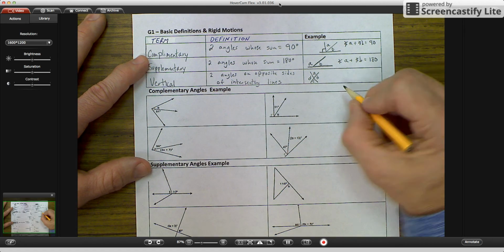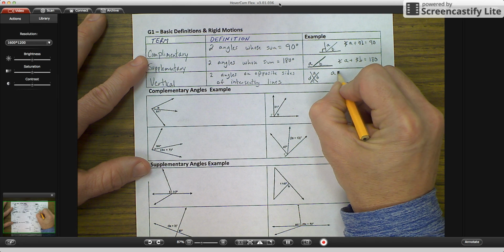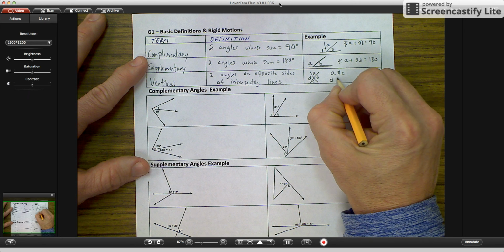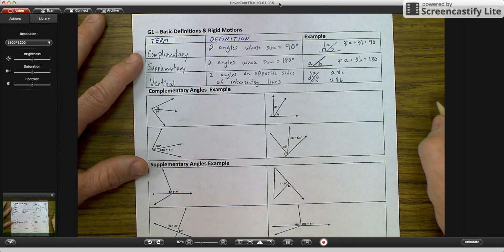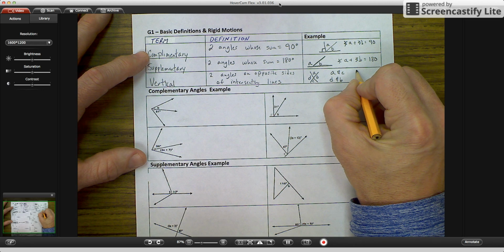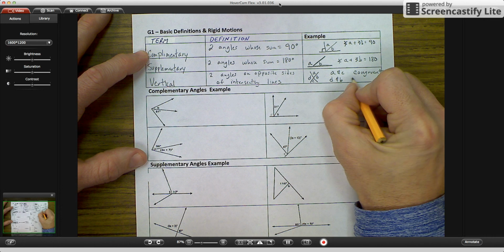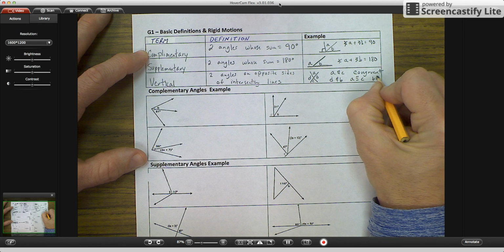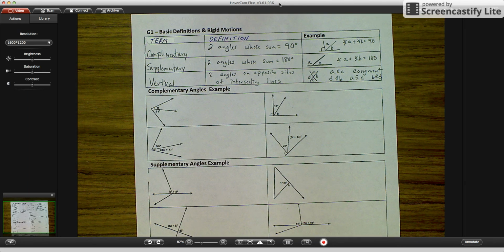And which ones are on opposite sides? Well, A and C are opposite of each other. So A and C are vertical angles, and D and B are also a pair of vertical angles. And the one thing that you want to know about vertical angles is they are congruent. So you could write A is congruent to C, B is congruent to D. Okay? And congruent means same shape and size.